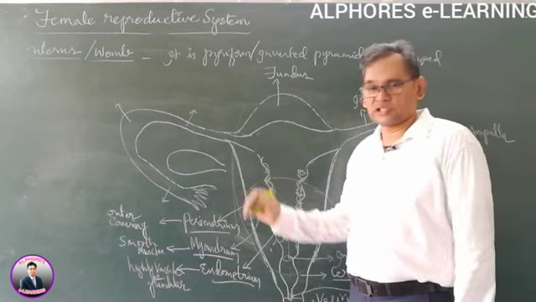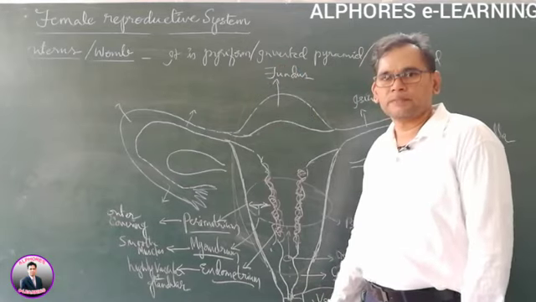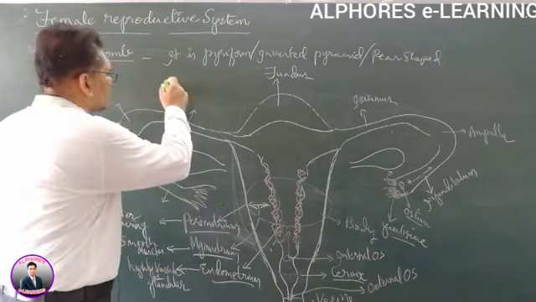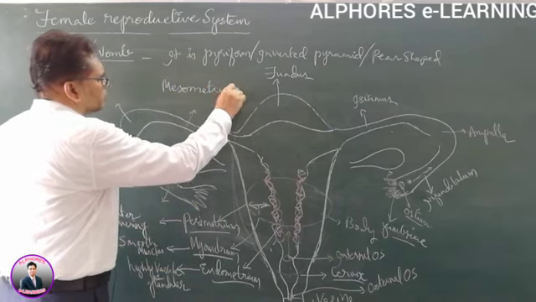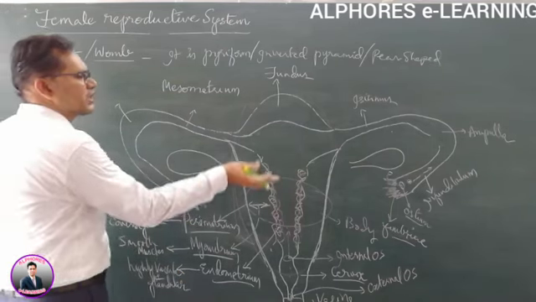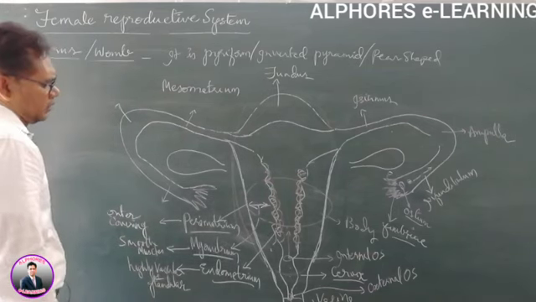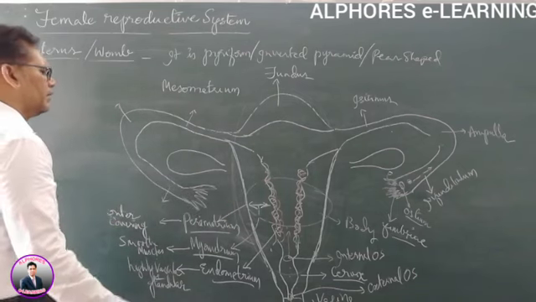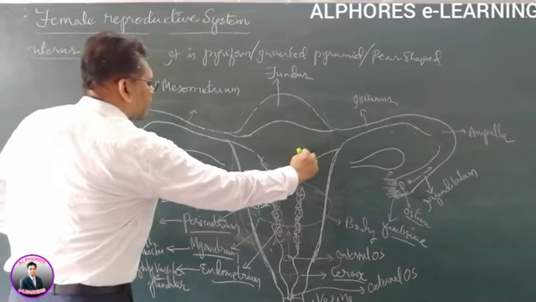The uterus is also connected to the body wall by the mesometrium. Now mesometrium is the connective tissue with which the uterus is connected to the body wall. Now this is how it looks. Normally the uterine tubes get attached here.